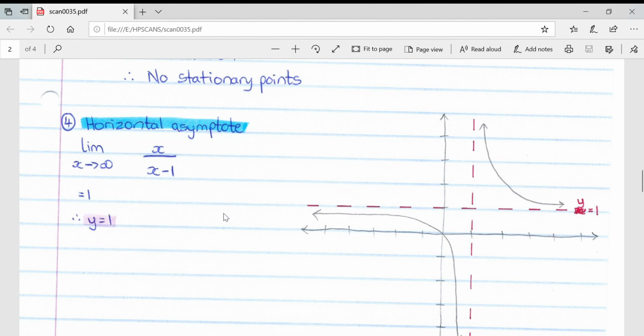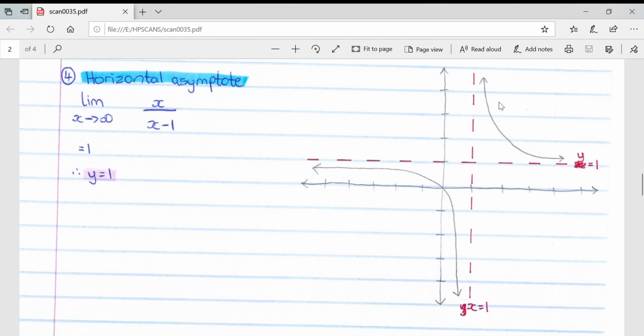at y equals 1. Then in terms of sketching the graph, what I like to do is, if they haven't given you the axis, to sketch the axis. And although it takes up a lot of time, I find drawing the axis to scale is very helpful.